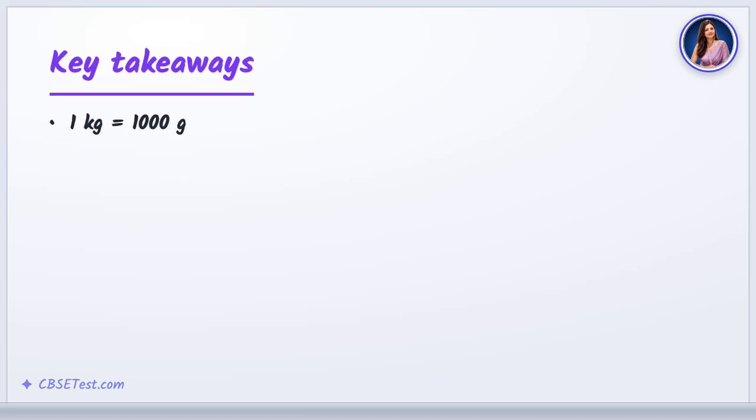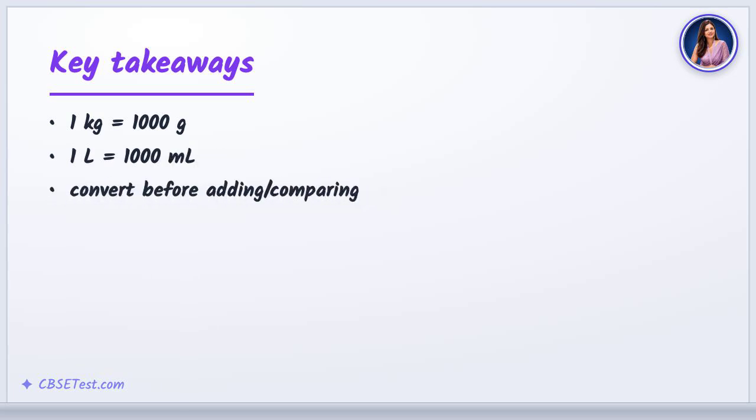To recap, a kilogram is 1,000 grams, a liter is 1,000 milliliters. Always convert to the same unit before adding or comparing.